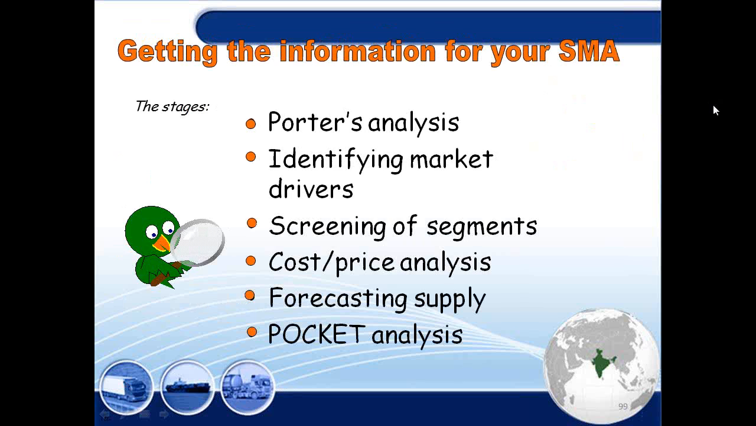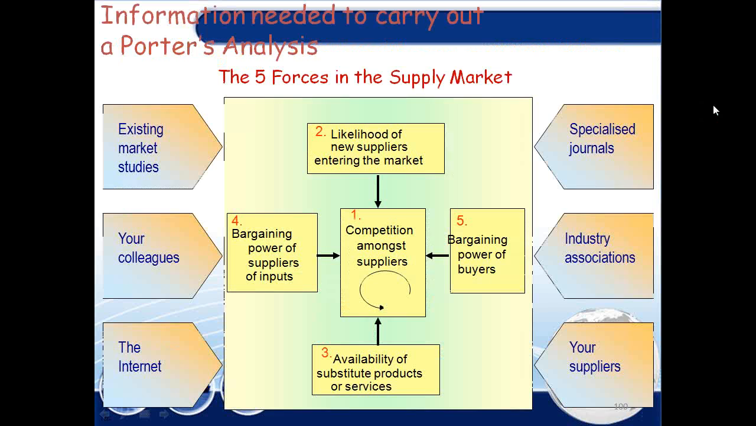Now, getting information for your SMA. SMA is basically supply market analysis. So we have gone through the Porter's analysis, identifying the market drivers, screening of the segments. We went through three segments: geographically, technically, and the last was channels of distribution. The next is the cost and price analysis, then forecasting and the pocket analysis.